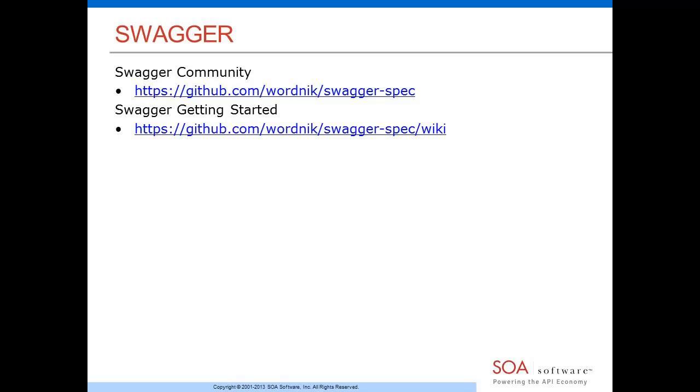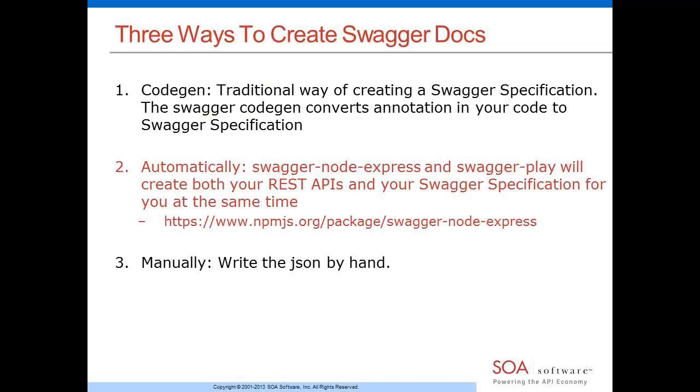Swagger community, again, you can get it off of GitHub, Getting Started wiki page, really great, easy. There's 3 ways to create Swagger docs right now. You can use CodeGen, which is the traditional way of creating Swagger specifications. It basically converts the annotations in your code to the Swagger specification.